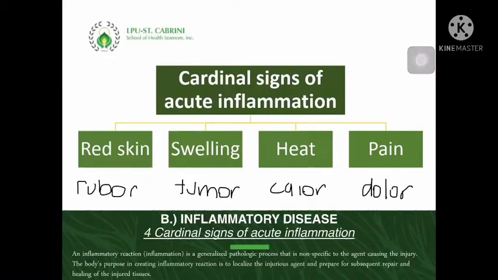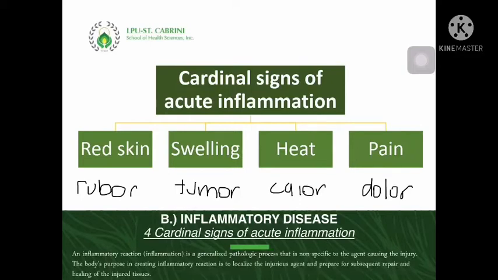Hello everyone. So last week we have already talked about the first two classifications of the structural disease. We have the congenital and hereditary diseases as well as the inflammatory diseases, na merong tatlong type. We have infective, toxic, and allergic diseases. So for this afternoon, what we will be talking about is the cardinal signs of acute inflammation as well as the other classifications of the diseases.